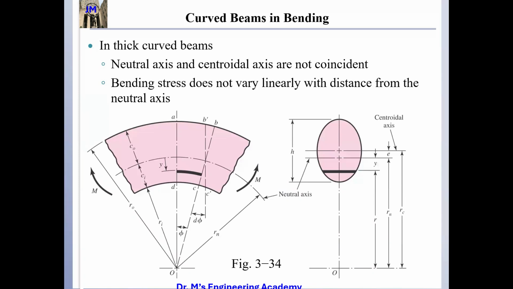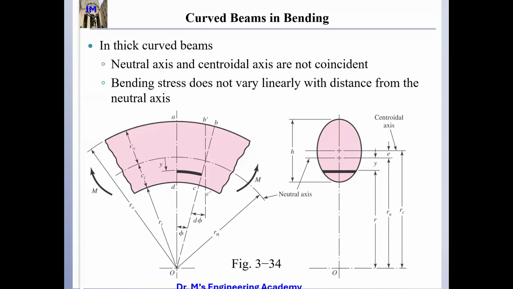And if we take a look at this one, the difference between the centroidal line and the neutral line we denote with e. We have this height of h, and we have rc and rn. rn is the radius of the neutral axis. This r is generic, the radius of a generic point.